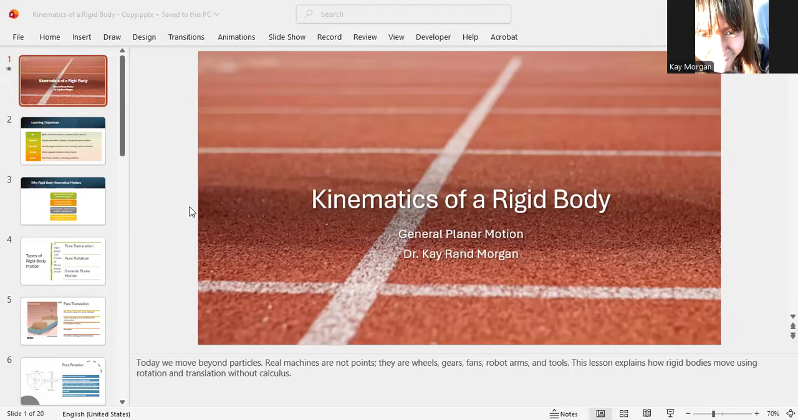We are gonna get into this chapter 3, kinematics of a rigid body.